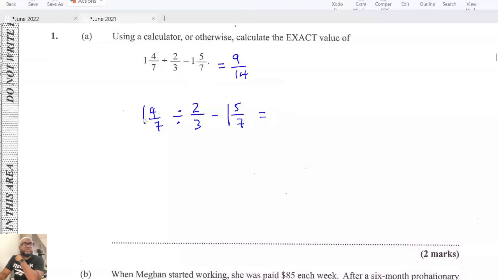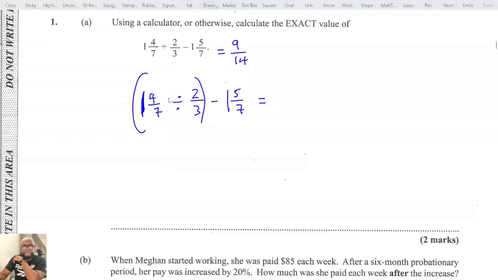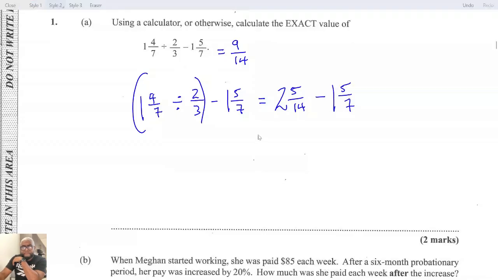Something is wrong. Do the first part. Somebody give me the answer for the first part. When I do 1 and 4 over 7 divided by 2 over 3, because you obviously have to divide before you subtract, what do you get when you divide this? 2 and 5 over 14, right? So you get 2 and 5 over 14 minus 1 and 5 over 7. And when you do this now, you're supposed to get 9 over 14. Somebody confirm this. Everybody get 9 over 14?